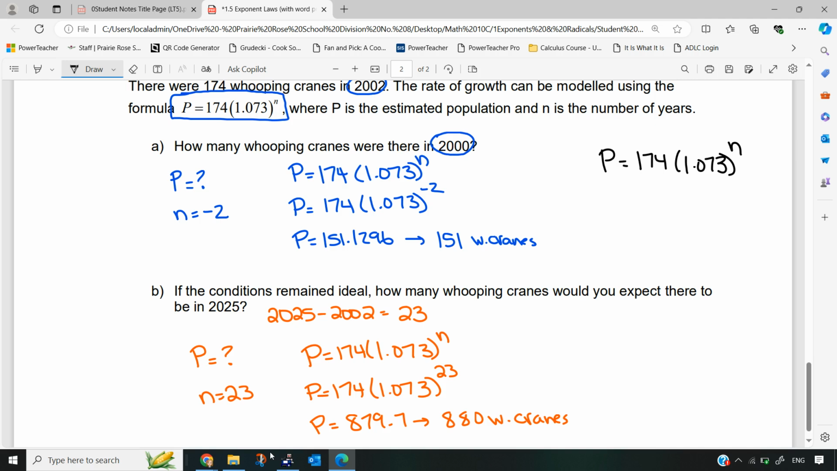Where is the 174 coming from? Where is the 1.073 coming from? I'm not going to tell you today because you're going to be learning about this in grade 12, but when you start seeing formulas in grade 10, I want you to think about where those numbers are coming from, because as you move into other years of high school, you're going to have to start building those formulas yourself. If you can start recognizing the patterns now, imagine how much easier it'll be when you have to build them yourself in a couple years.